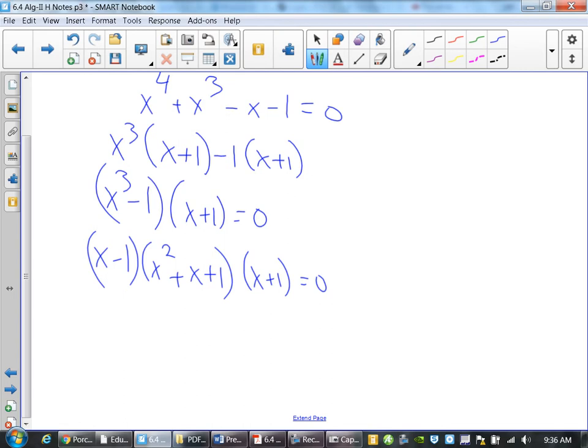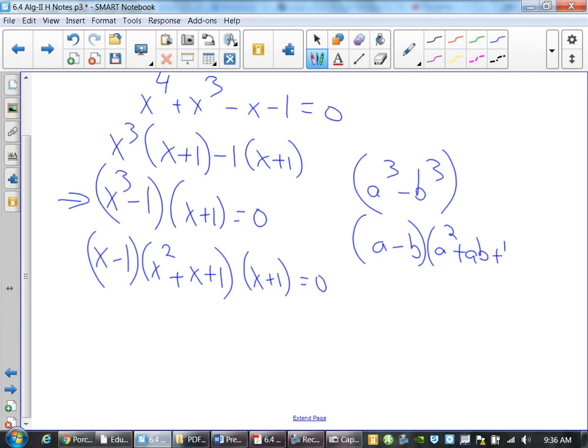Yes, ma'am? I don't understand that last part you just did at all. I factored a difference of cubes. The difference of cubes, remember we had a cubed minus b cubed equals a minus b, a squared plus ab plus b squared.